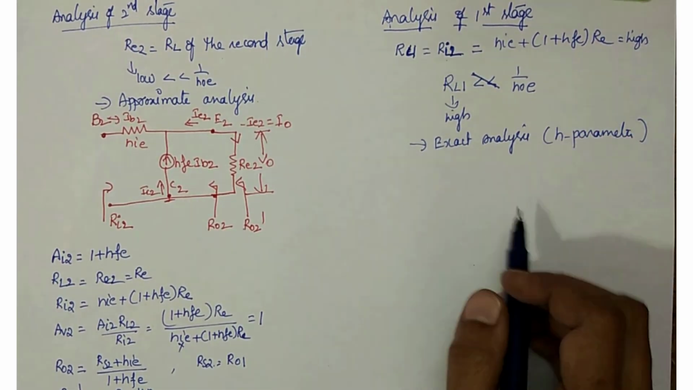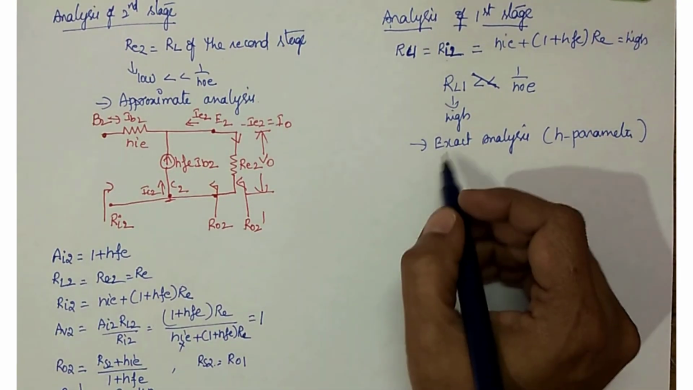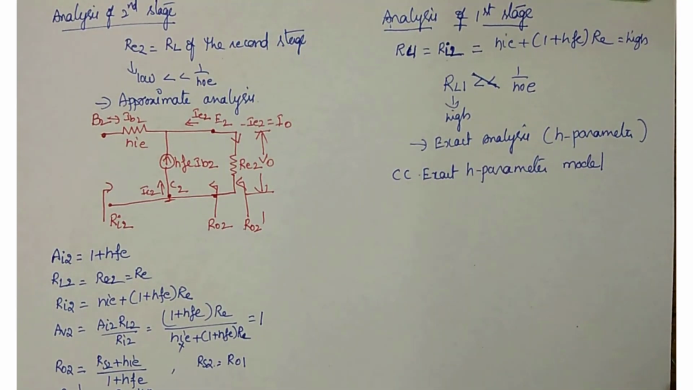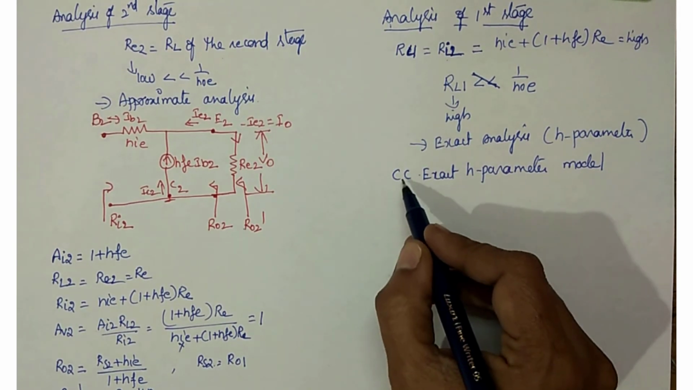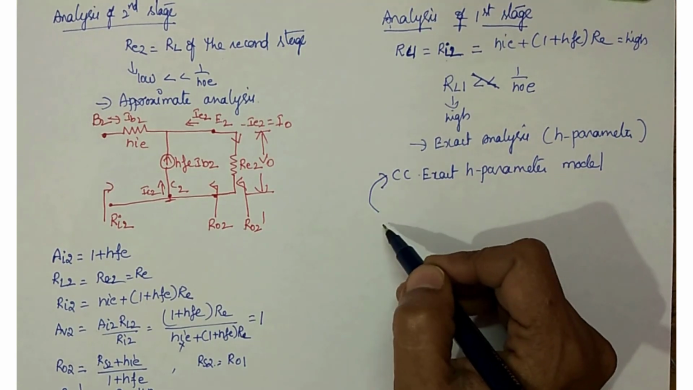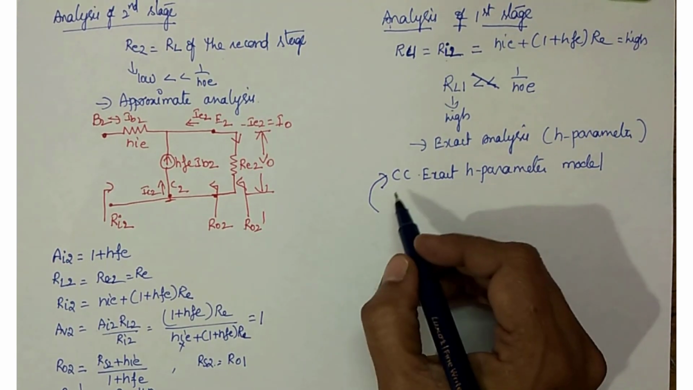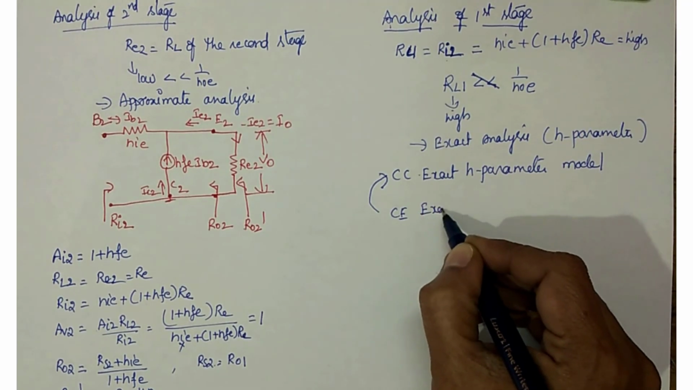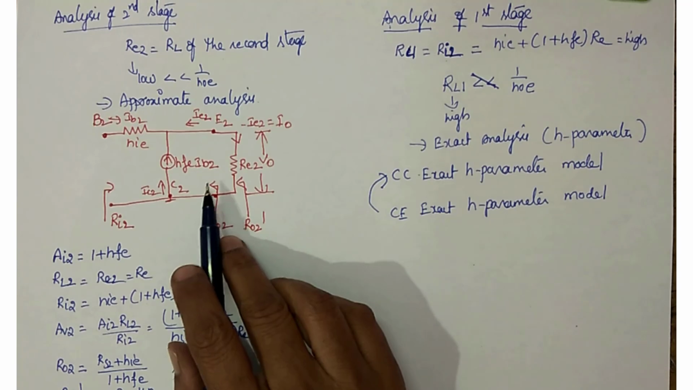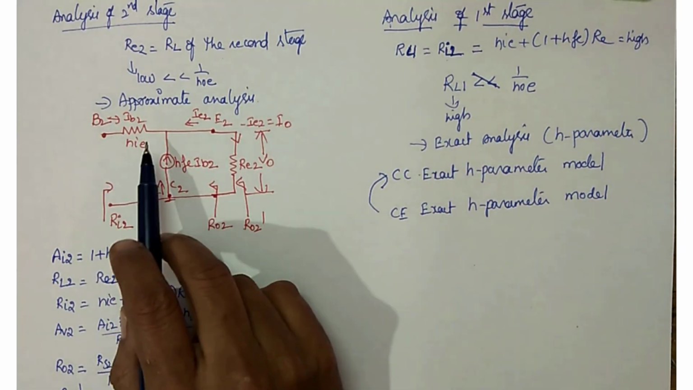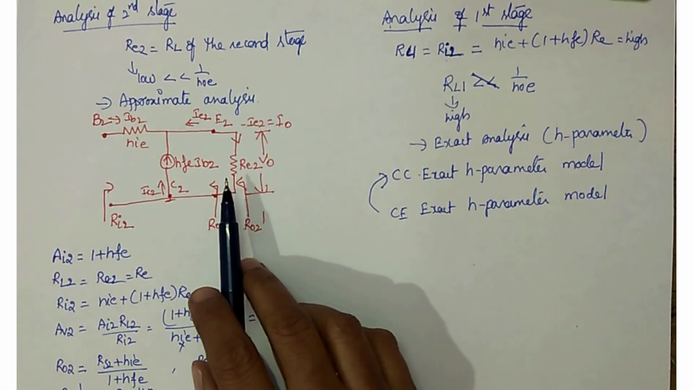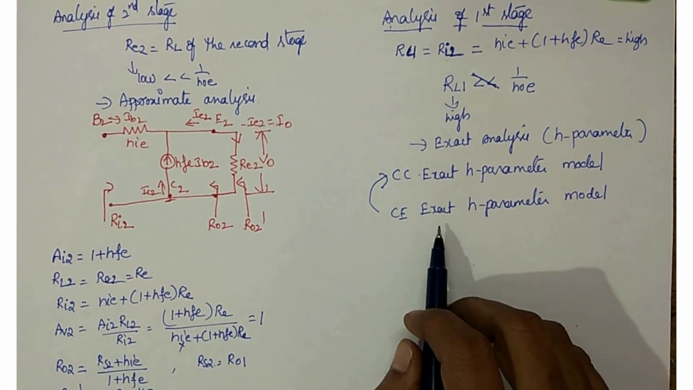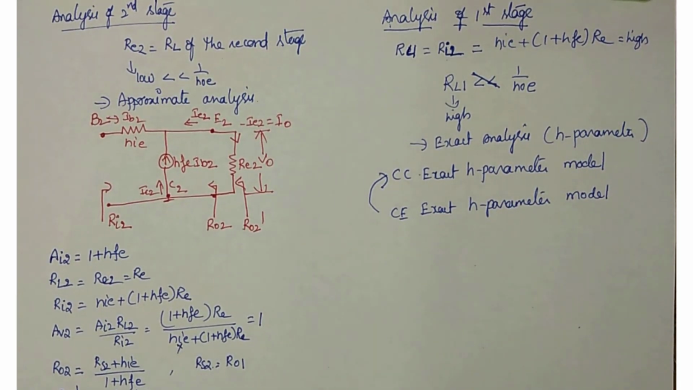We know the Darlington pair circuit is a CC-CC amplifier, so it is the exact analysis of CC, the CC exact H parameter model. But here we are not directly taking the exact H parameter model of CC. Instead, we are deriving it from the CE exact H parameter model. For the analysis of the second stage, we got the CC approximate model from the CE approximate model. In the same way, here the exact H parameter model of CC is derived from the CE exact H parameter model. So now I will draw the CE exact H parameter model.